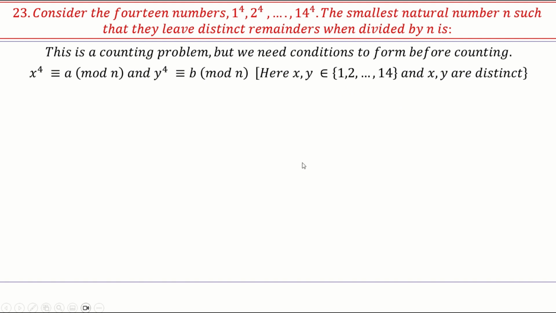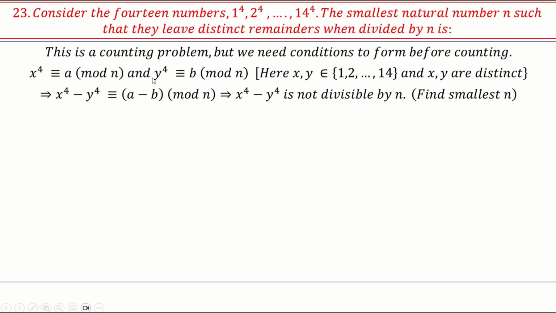Now if you subtract these two, from the remainder theorem, I will get x power 4 minus y power 4 congruent to a minus b modulo n, which means x power 4 minus y power 4 is not divisible by n. So I should find an n such that it won't divide x power 4 minus y power 4. So x power 4 minus y power 4 can be written as (x minus y) into (x plus y) into (x squared plus y squared).